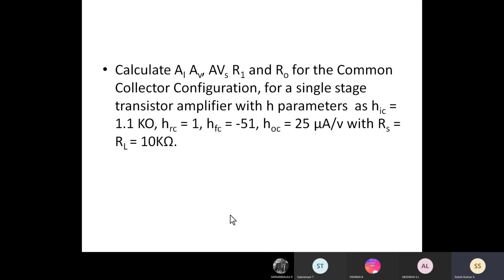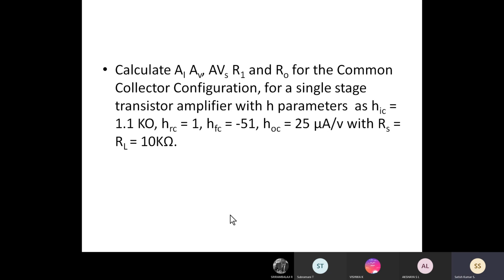Then we'll move to one more problem. This is not a cascaded one. This is only a single stage, only one stage is there. In this amplifier also, they ask to calculate current gain. AI is current gain. AV means voltage gain. AVS means source voltage gain. R1 and R2 for the common collector. So common collector means there will be no negative sign. Easiest one, for a single stage transistor amplifier.